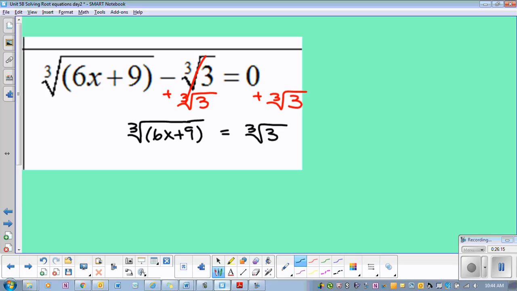How do you get rid of the root? Take it to the power. What power here? 2? 3. It's got to match this root, okay? 3. Whatever you do to one side, you do to the other side. What happens to the root and the cube? Are you writing this down? Focus, focus. They go away. And on the right side too, they go away. So you have 6x plus 9 equals 3. Well then, you know how to solve this.